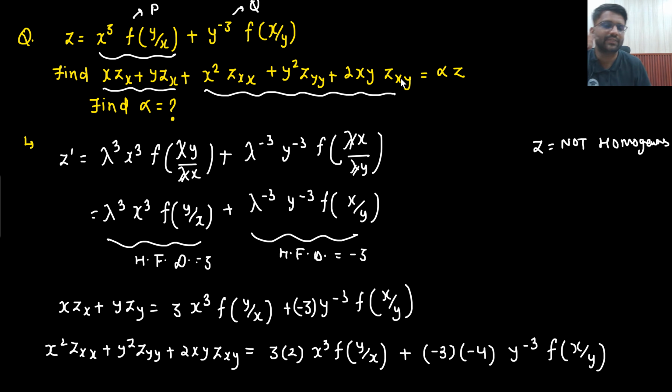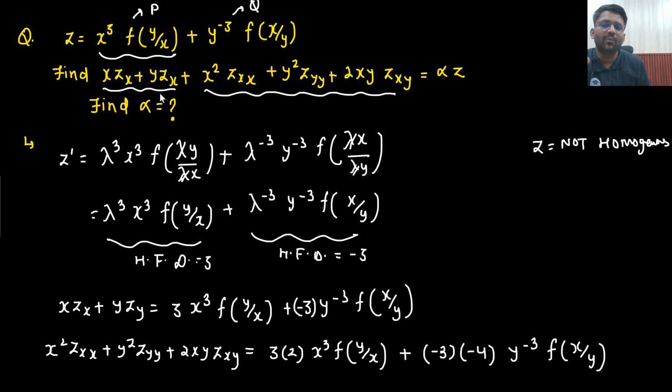This I have seen somewhere. Sir, z is not a homogeneous function. Separately, p and q are the homogeneous functions we have. If we have those separate homogeneous functions, we can use them. How do we use them? Sir, separately we can get their results.